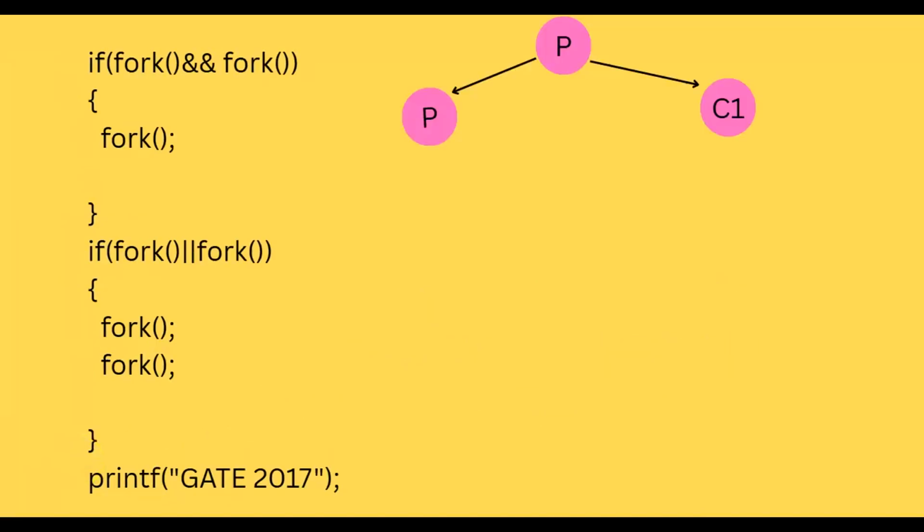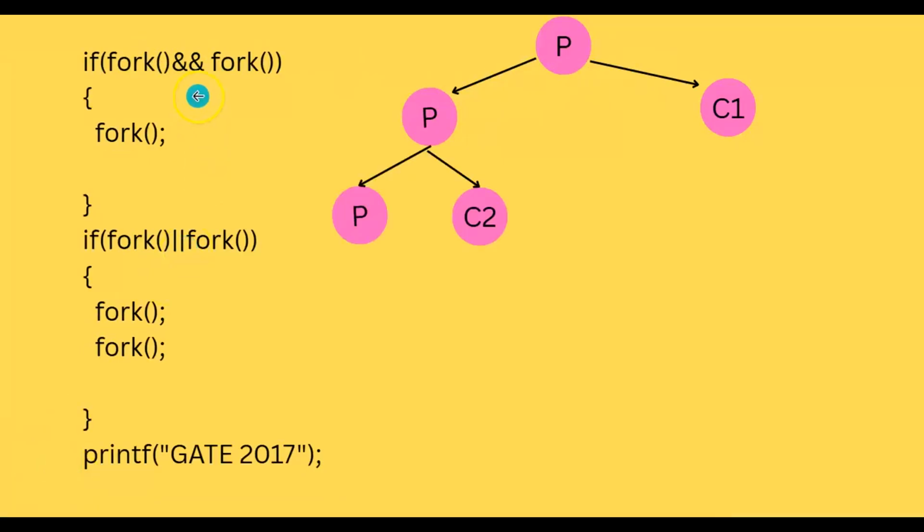Let us try to draw a binary tree diagram for these fork system calls. For this first fork system call, the parent process will create a child process as shown in this diagram. Here the fork system call will return a positive number as a process ID. In the child process, the fork system call will return 0. So this is the result of the first fork system call.